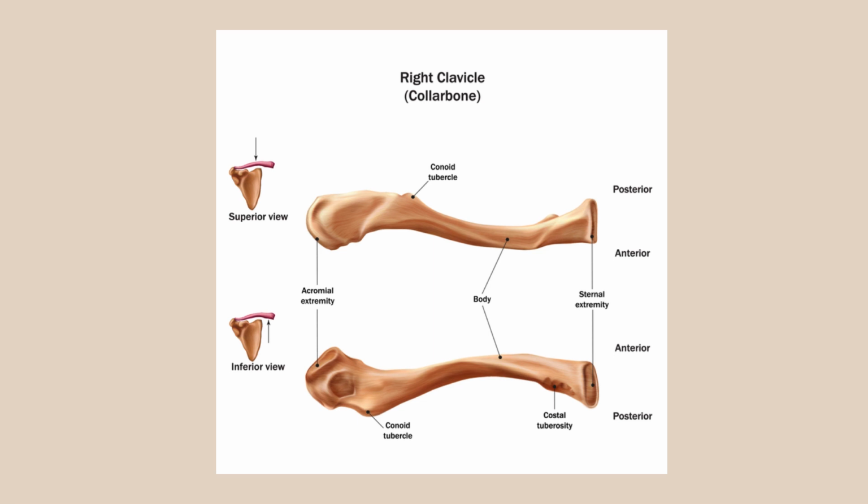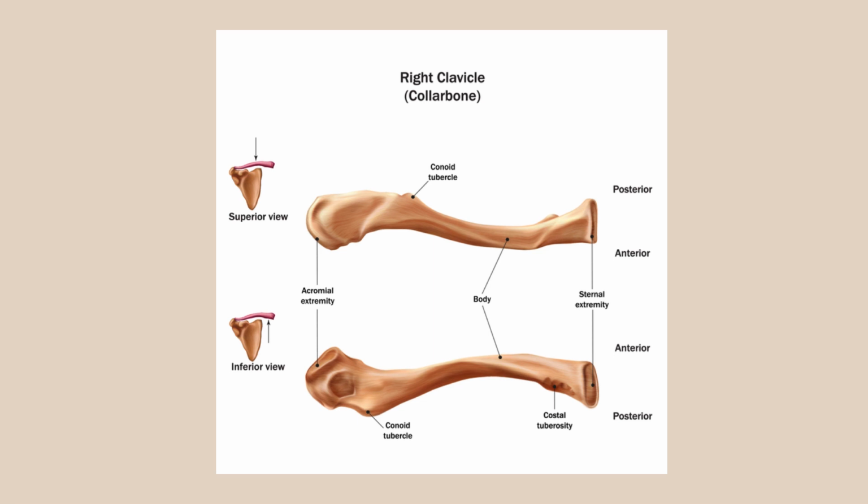Conoid tubercle: a small bump on the inferior surface of the lateral end where the conoid ligament attaches. Trapezoid line: a ridge on the superior surface of the lateral end where the trapezoid ligament attaches.